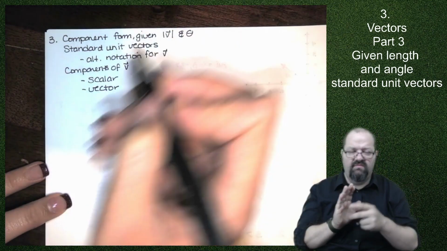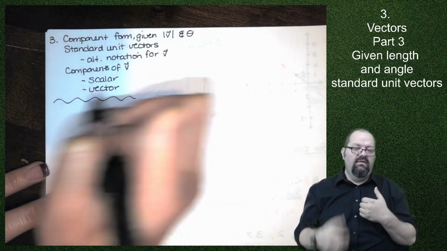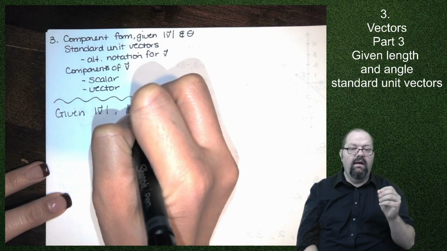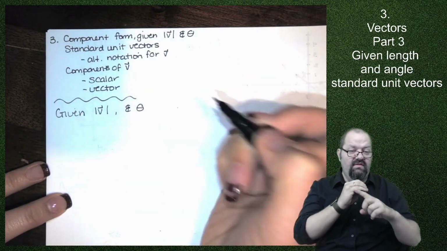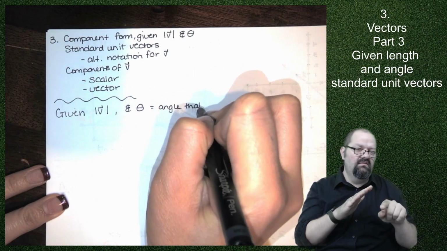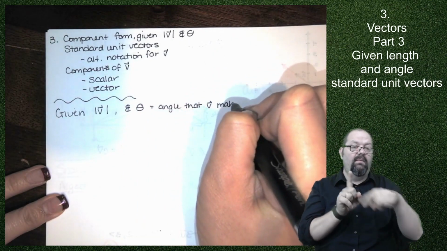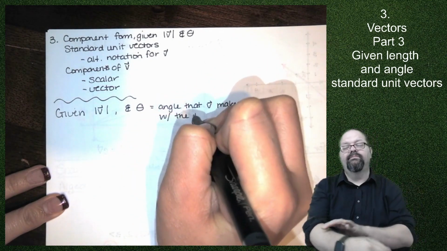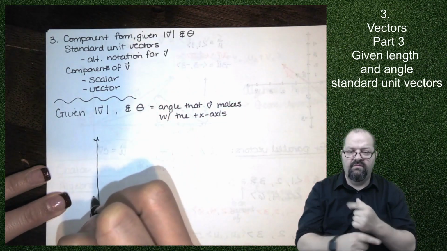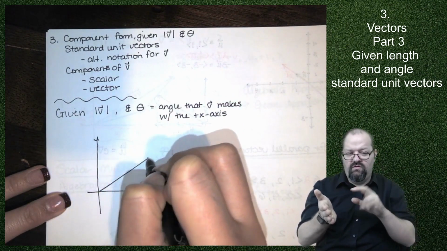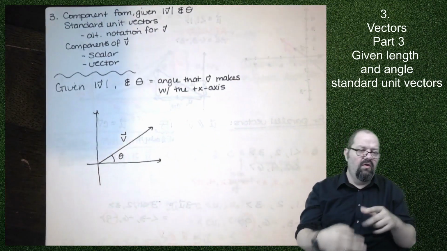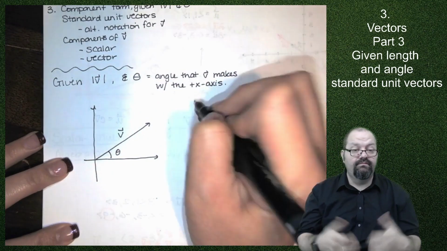So let's say you're given the length of v, and the angle theta, where theta is the angle that v makes with the positive x-axis. That same angle from trig. So it looks like this. Let's just make theta acute. Might as well. All right. The question becomes, what is the component form of v?